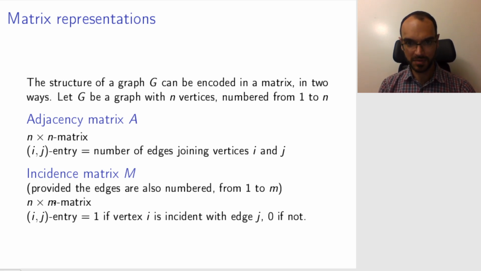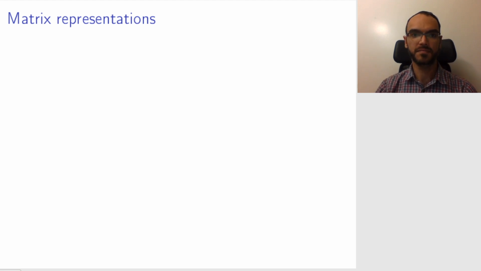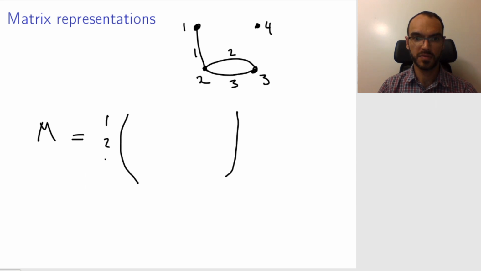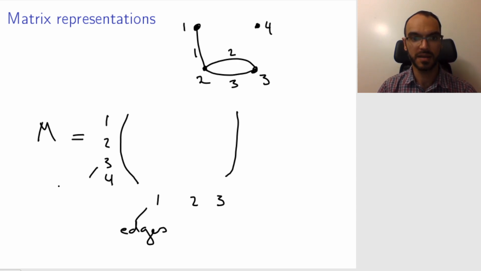So let's look at an example. Let's look at the same graph. So let me draw it bigger. Remember, this was this graph. So I had my vertices 1, 2, 3, 4. And now I must also number the edges, and I number them 1, 2, 3. So M is going to be a 4 by 3 matrix. So here I have 1, 2, 3, 4 rows and 1, 2, 3 columns. So these are representing my edges, and these are representing my vertices.